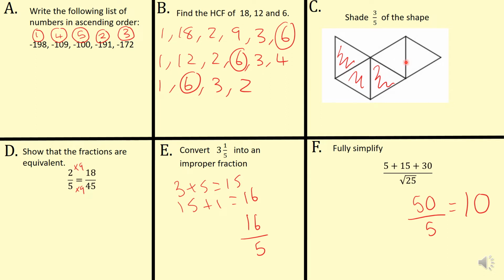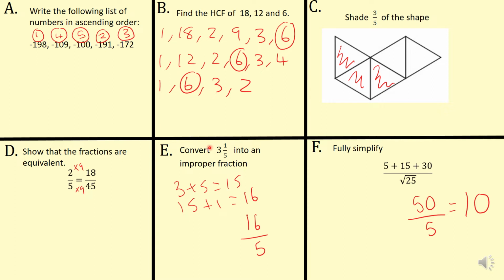You have 5 pieces, you want 3 shaded, so you've done 3 out of 5. In here we've done equivalent fractions before, so if they're asking to show that it's an equivalent fraction, you just check that the same thing is happening at the top and bottom. So the top number 2 is being times by 9 to get to 18 and 5 is being times by 9 to get to 45 as well. So which means yes, these two fractions are equivalent.